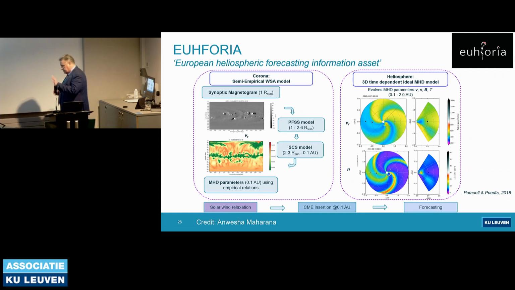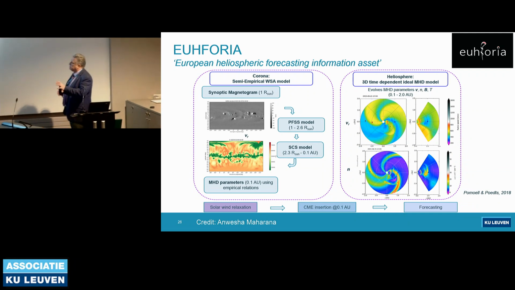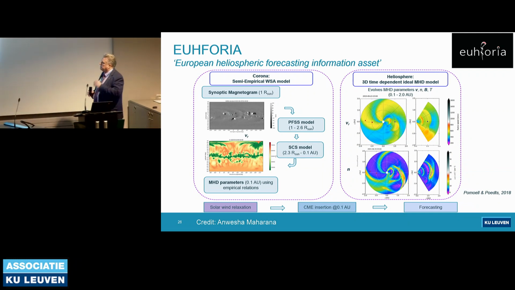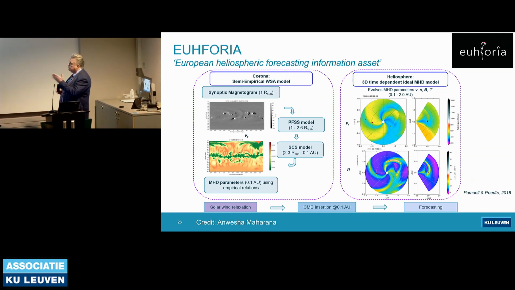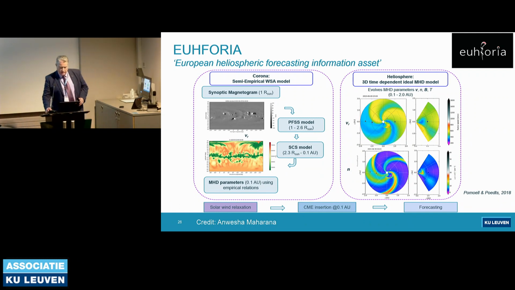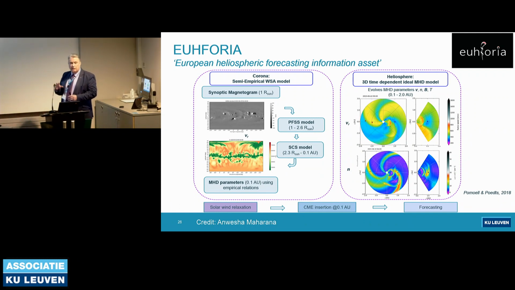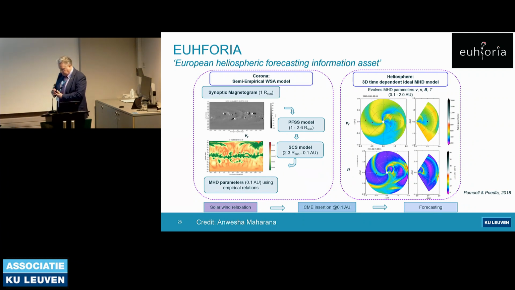It consists of two parts. There's a simple coronal model, Wang-Sheeley-Arge-like, so a semi-empirical model, and then there's a heliospheric model from 0.1 AU till 2 AU or further. It's just a parameter in the model. And here you see it's a 3D MHD model of the solar wind, and here you see an illustration.